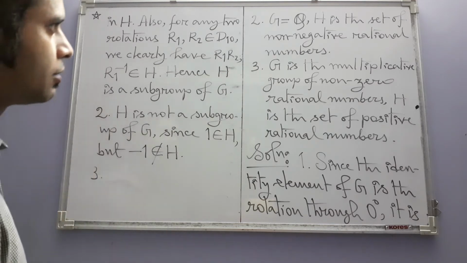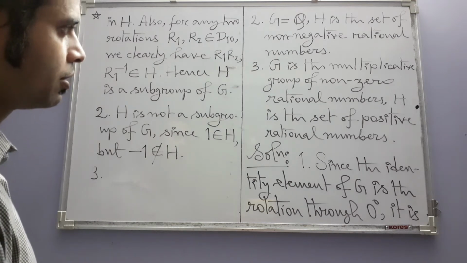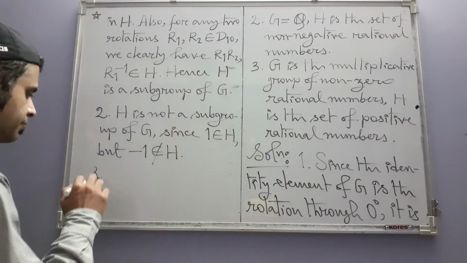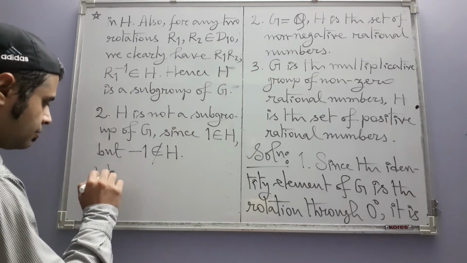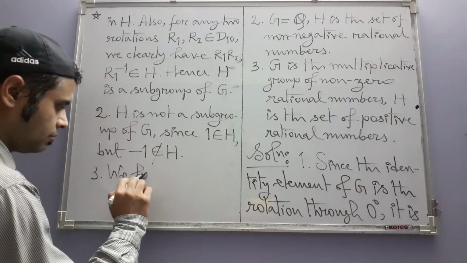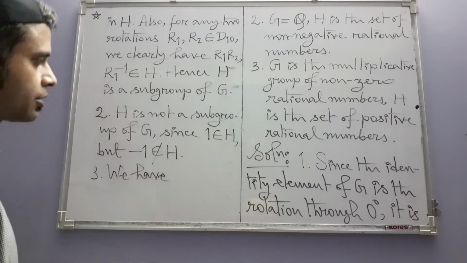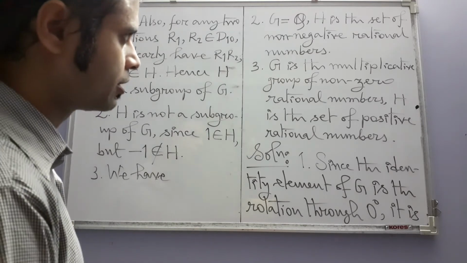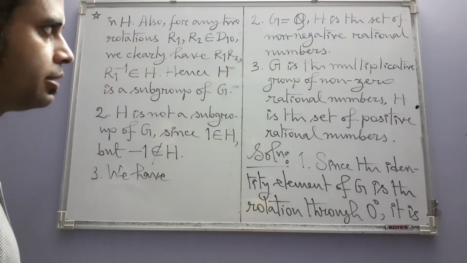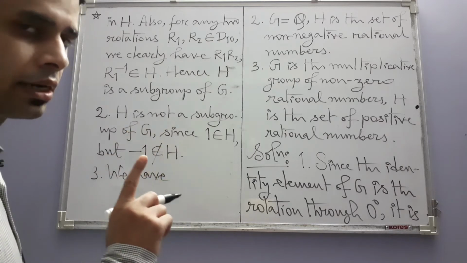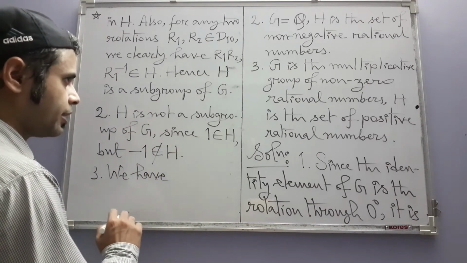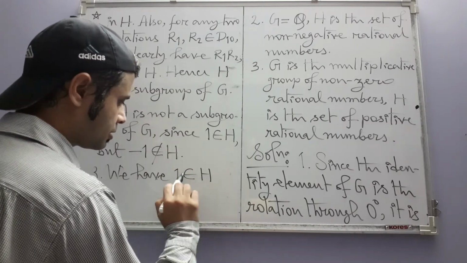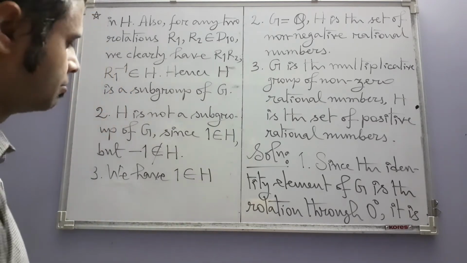And then the third one, G is the multiplicative group of non-zero rational numbers, and H is the set of positive ones. This one will be a subgroup. We already know the non-zero rational numbers form a group under multiplication, where the identity element is the integer 1, and that of course belongs to H because it's also a positive rational number.